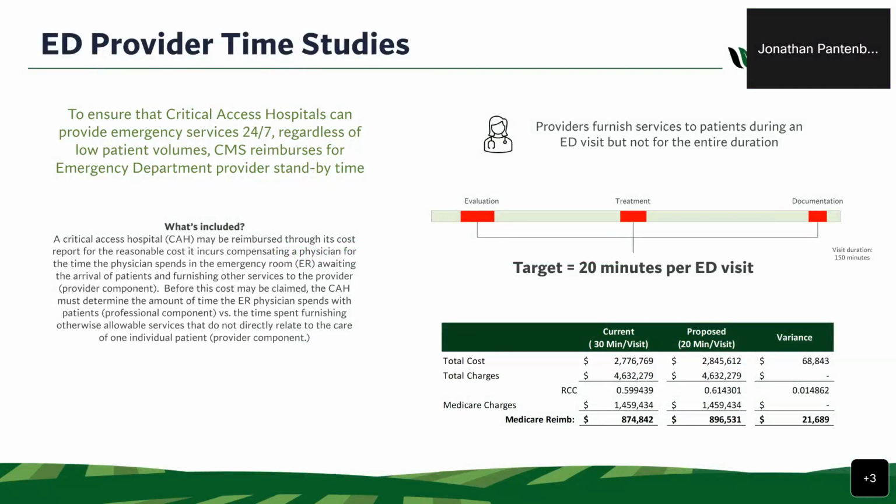Now, as a critical access hospital, because we are required to provide 24/7 provider coverage in the emergency room, Medicare will pay proportionally the proportion of cost relative to the Medicare patients to the non-Medicare patients for that standby time. To calculate the standby time, we have to actually conduct time studies that calculate the amount of time the providers are with patients or do patient care functions versus the amount of time that they're doing standby time.